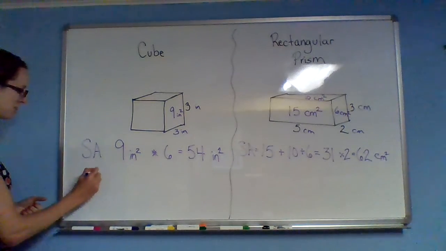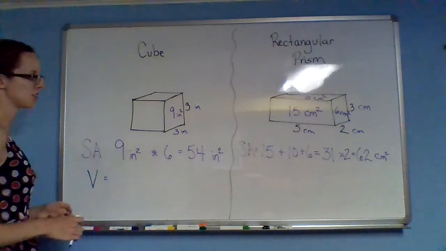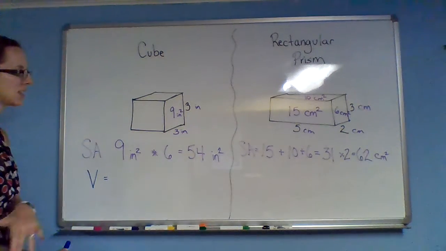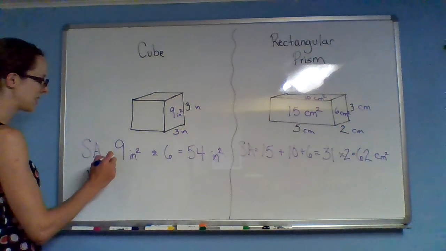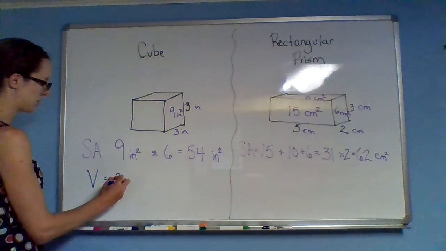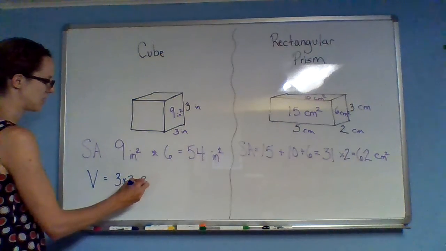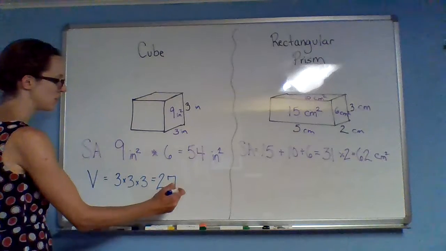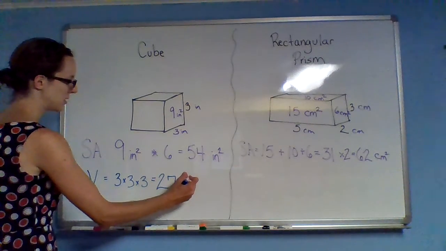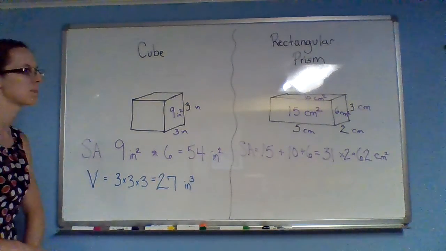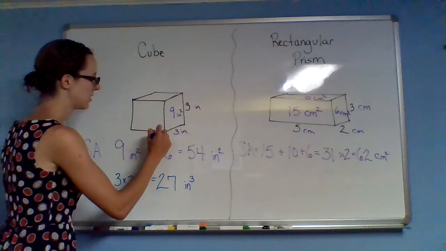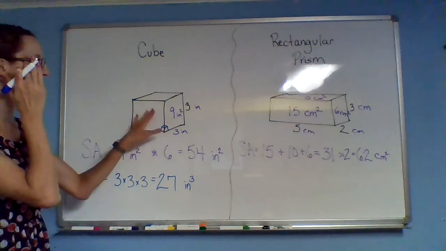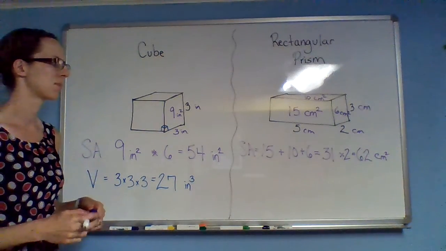Volume is going to be how much space is inside the shape. How many cubic inches or cubic centimeters could I fit into that shape? To find volume, we do length times width times height. So in this case, we do 3 times 3 times 3. 3 times 3 is 9, times 3 is 27. And volume units are always the units cubed, or to the third power, because you're telling me how many little cubes you could fit inside of this big cube.